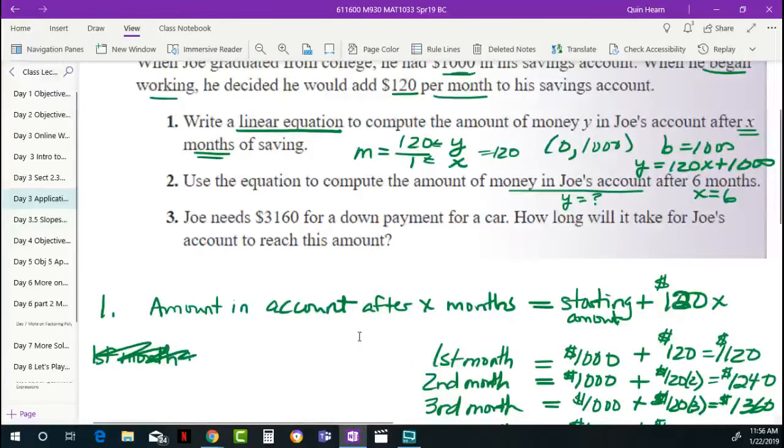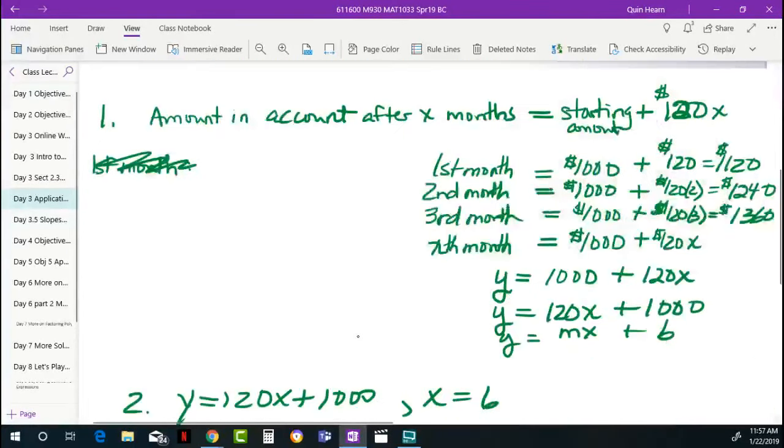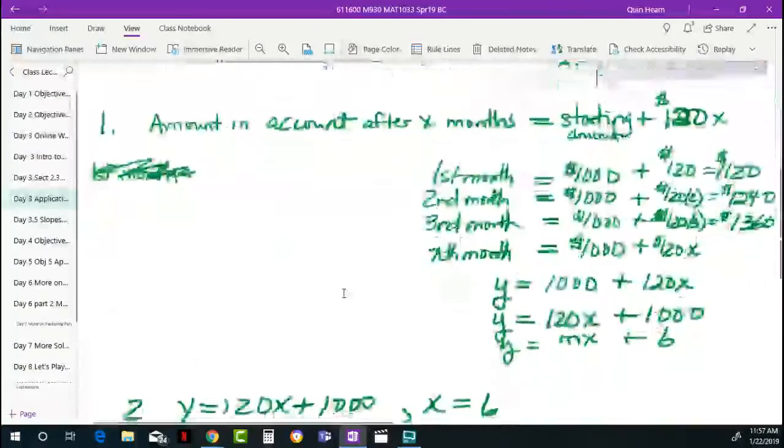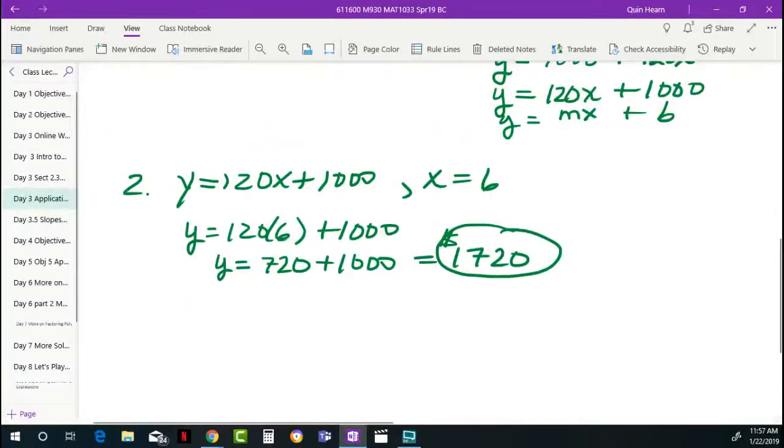All right, and then the last problem, Joe needs $3,160 for a down payment for a car. How long will it take for Joe's account to reach this amount? Okay, so if this is supposed to be the amount in the account, $3,160, that's a y value. So they're giving you y, and they're asking you how long, or for how many months. They're asking you to find x. So if y is 3160, let's find x.